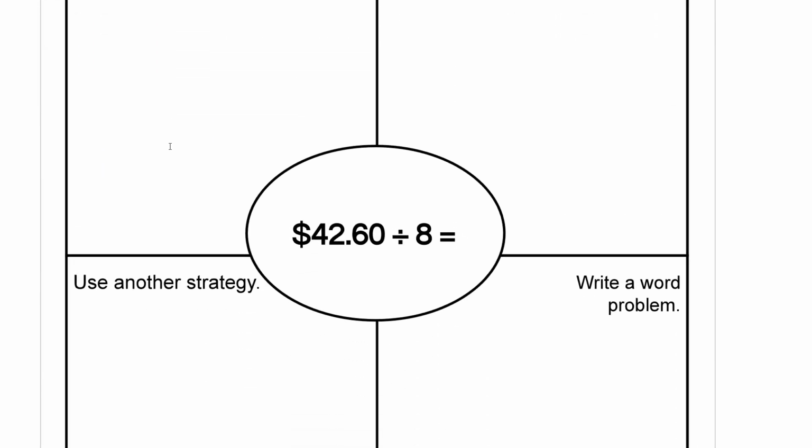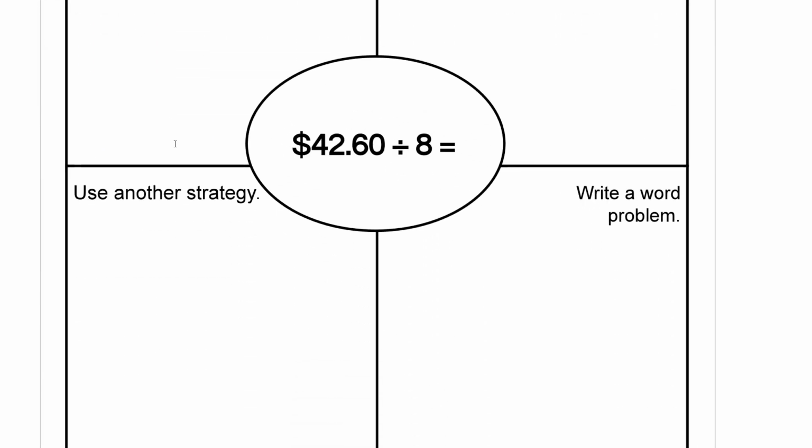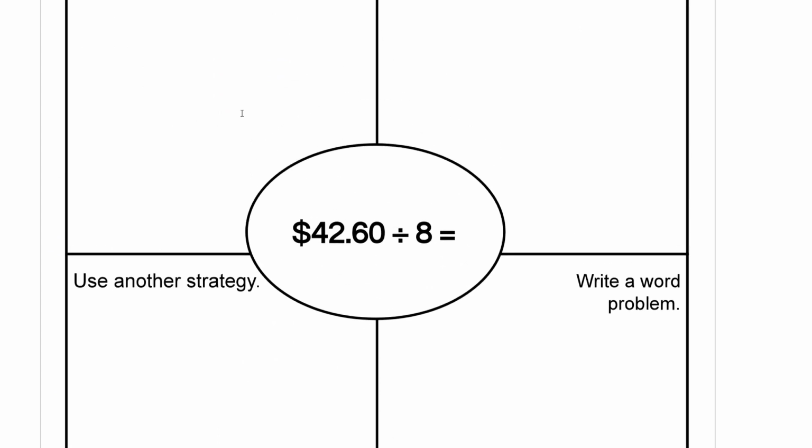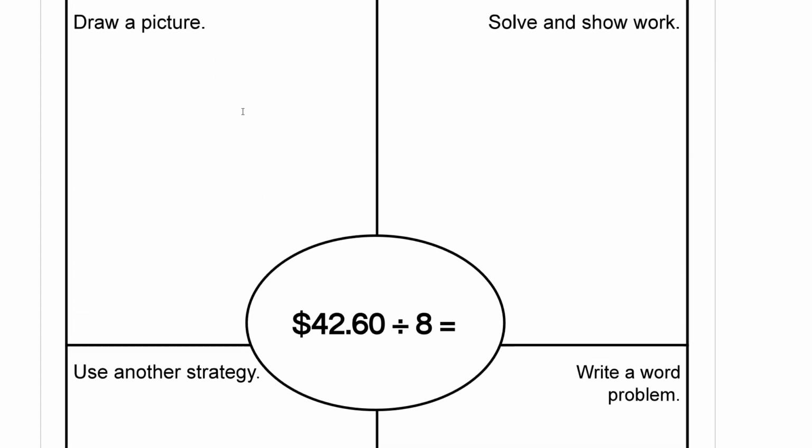Okay, here's our problem. We thought this looked easy, and then we said, oh, there's a little bit of a glitch to it. So we have $42.60 divided by 8. When we first look at it, we're like, oh, this is easy cheesy. Can't believe how easy. No. It does not go in evenly.